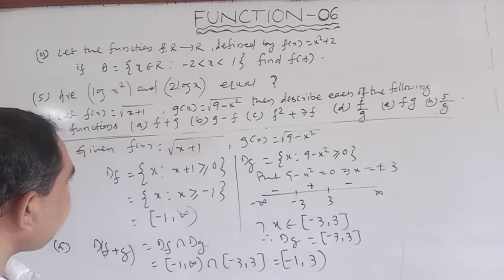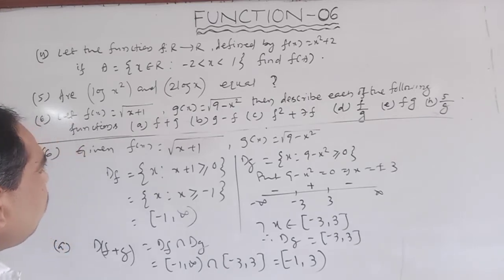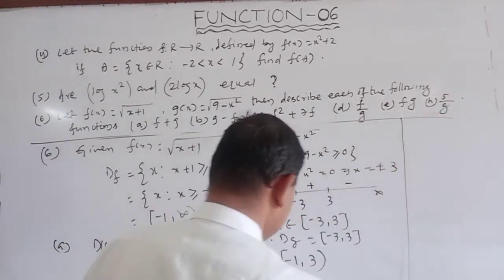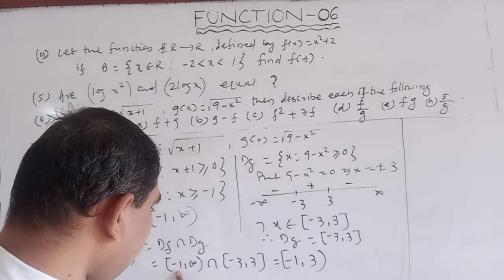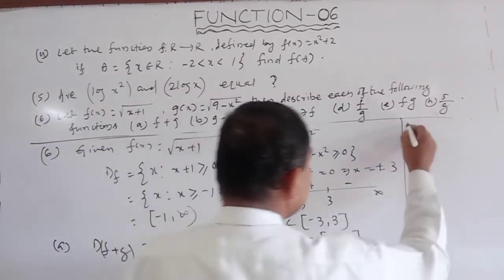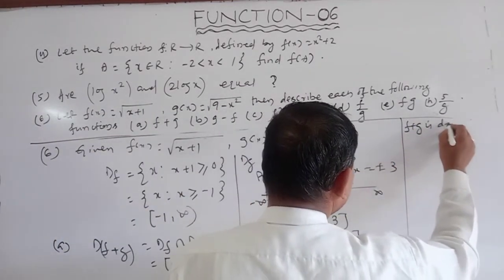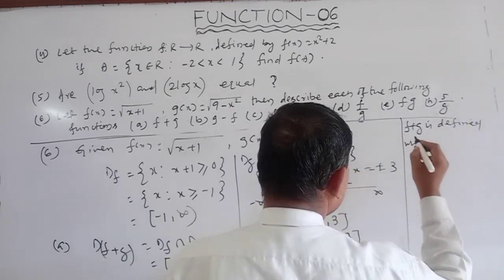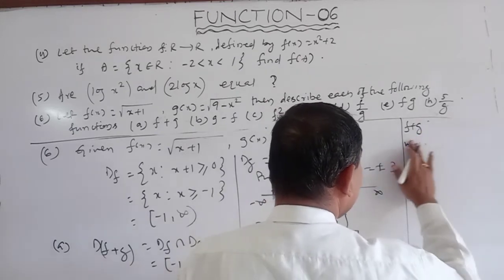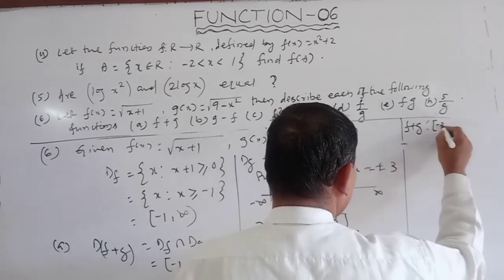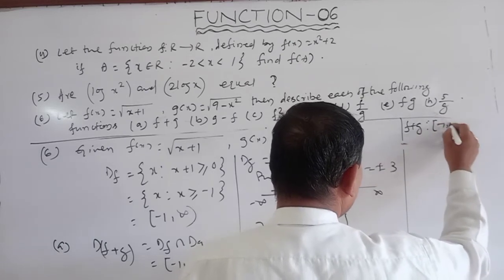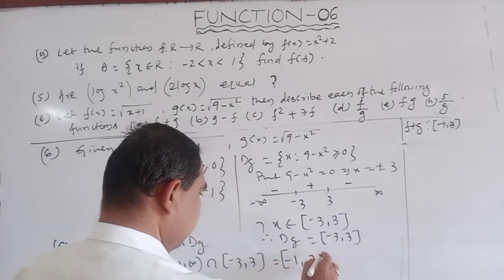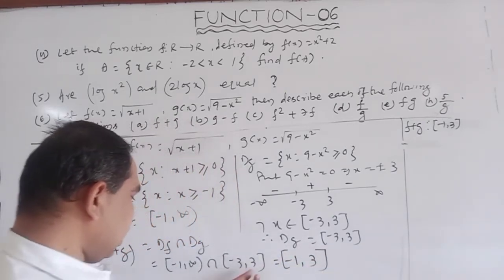Therefore, f plus g is defined when x is in minus 1 to 3, minus 1 to 3, and 3 is closed because 3 lies there.